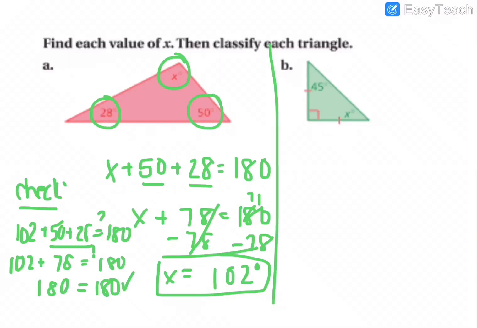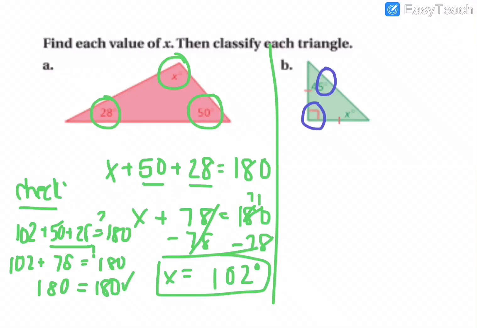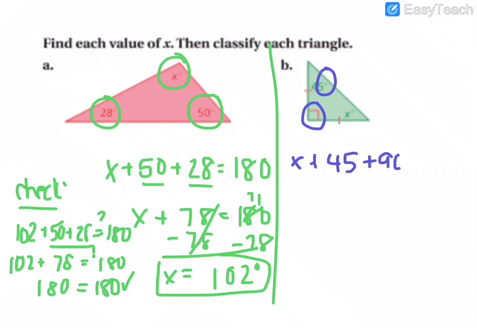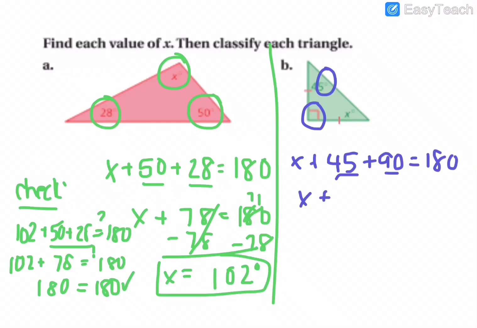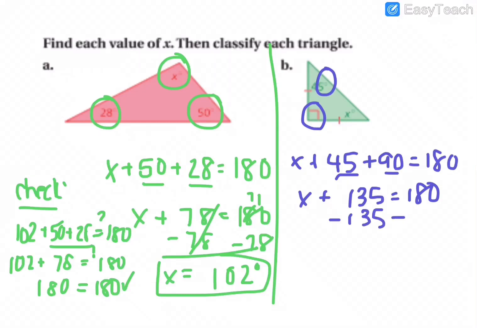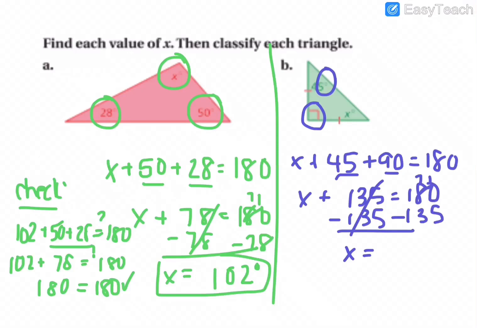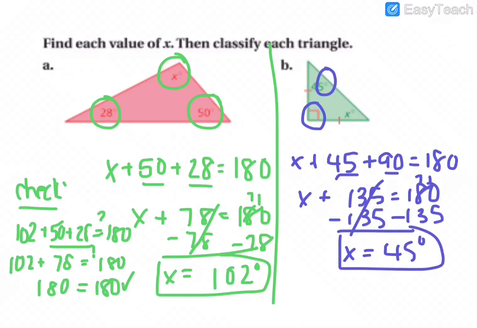Okay, we'll do this one in purple. Second one, you may be wondering why they only gave you one angle measure, but they actually gave you two. They just didn't list out the numbers. So once again, we're going to set up an equation. X plus 45 plus 90 equals 180. Combine and solve for X. And that's going to give us 45. So the missing angle measure should be 45, and then we'll check.